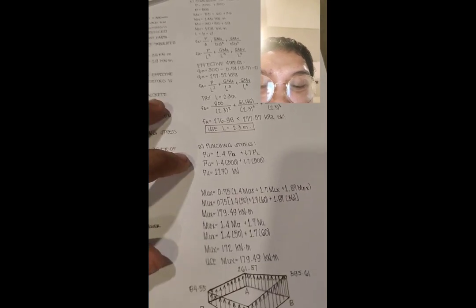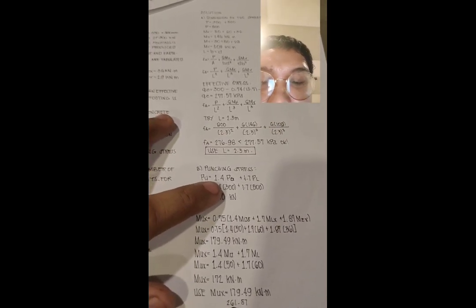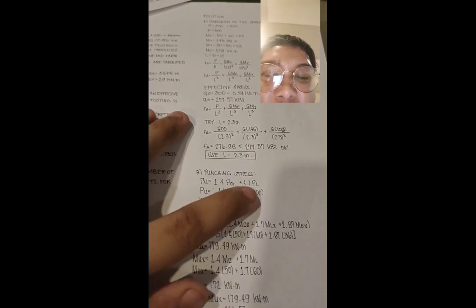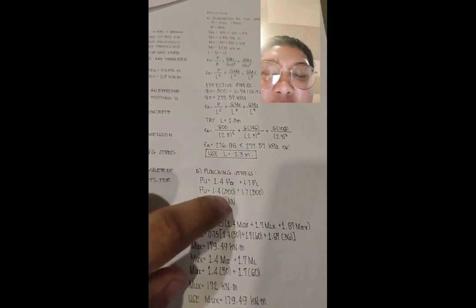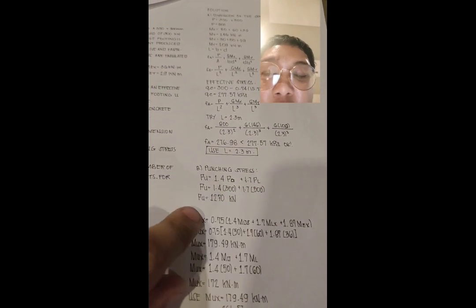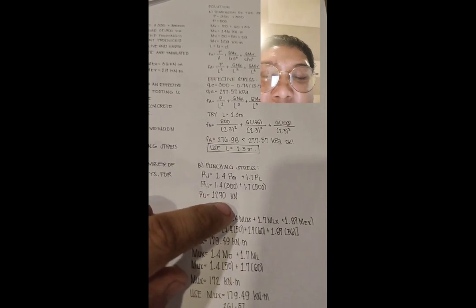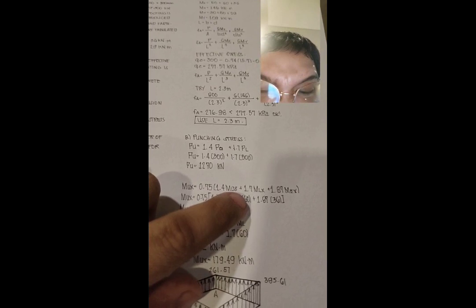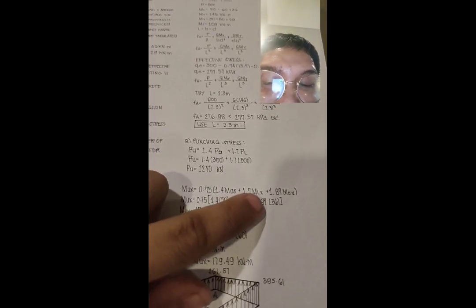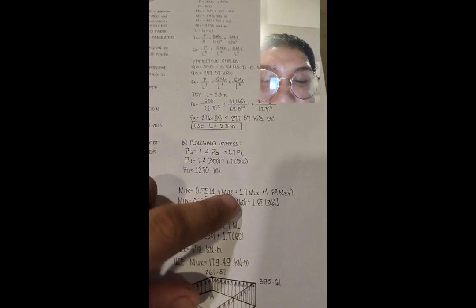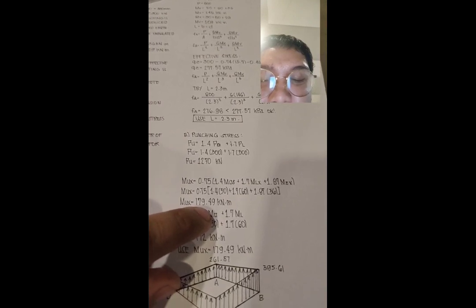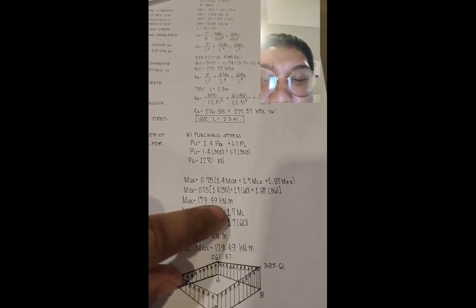Ngayon, for B punching stress, we have here the PU 1.4 times force ng dead load and plus 1.7 times force ng live load. We're getting 1.4 times 300 plus 1.7 times 500. We get the punching stress na 1270 kilonewton. So here, moment UX is equal to 0.75 times 1.4 MDX plus 1.7 MLX plus 1.87 MEX. So ito yung sa pagkuha nito na makukuha natin for punching stress 179.49 kN meter.